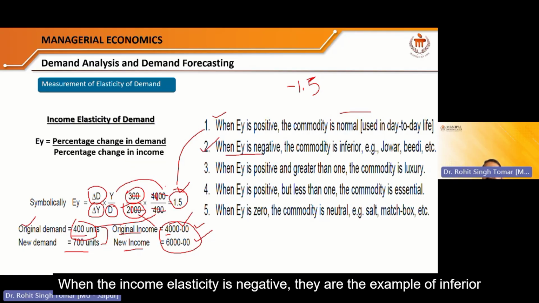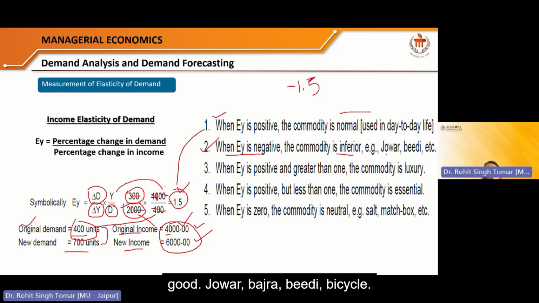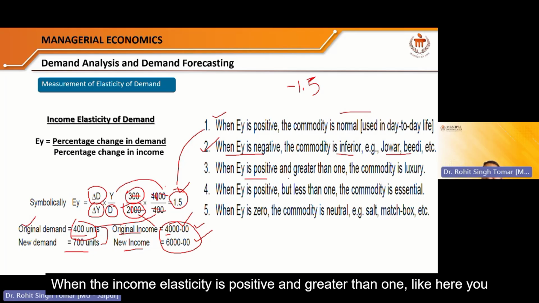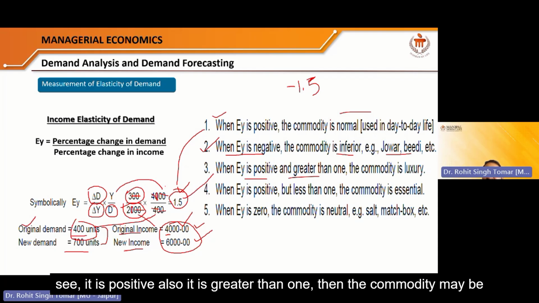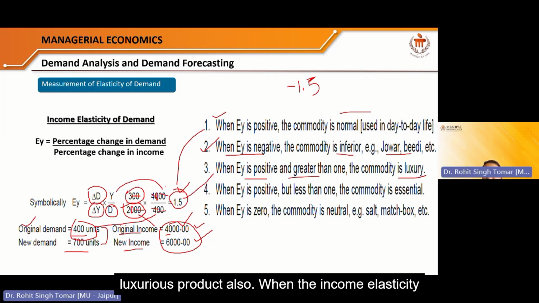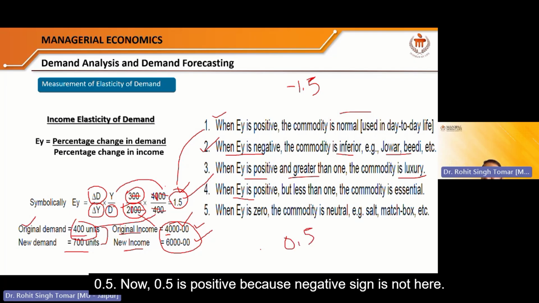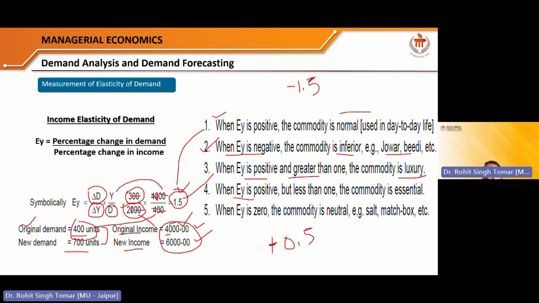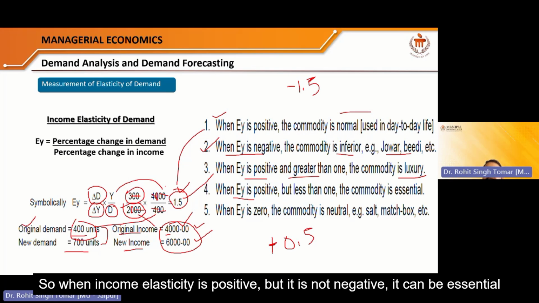When the income elasticity is negative, they are the example of inferior good. Jwar, bajra, bidi, bicycle. When the income elasticity is positive and greater than 1, like here you see, it is positive also, it is greater than 1, then the commodity may be a luxurious product also, right? When the income elasticity is positive but less than 1, say for example 0.5, 0.5 is positive because the negative sign is not here. When the negative sign is not here, we consider it positive. So when income elasticity is positive but less than 1, it can be essential products.